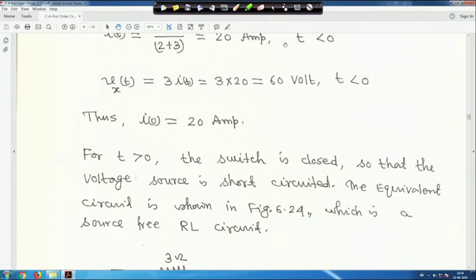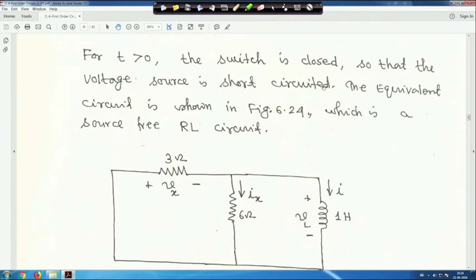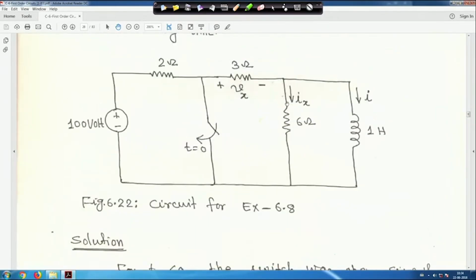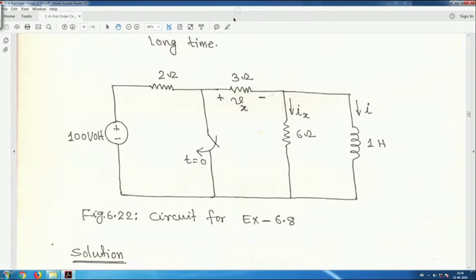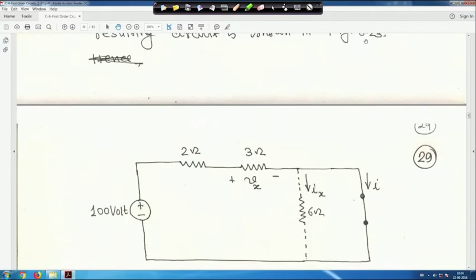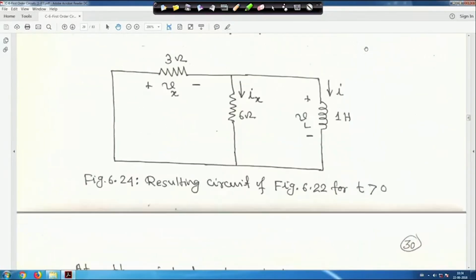So, now for t greater than 0, the switch is closed, so the voltage source is short circuited. If you look into the circuit at t equal to 0, this switch is closed, which means this voltage source is short circuited, because this is a short. So what will be the equivalent circuit in that case? In that case, this is your equivalent circuit, with the voltage source short circuited.